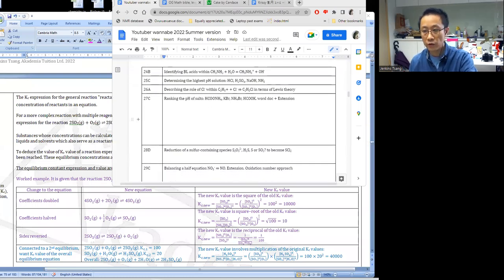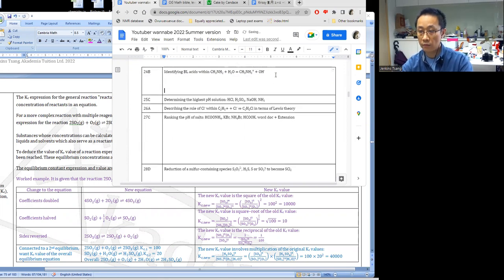Okay, moving on, question 24. Identifying Bronsted-Lowry acids in a given equation should be super straightforward as long as you remember what a Bronsted-Lowry acid is. A Bronsted-Lowry acid is a proton donor. So you compare a species before and after a chemical reaction, and you can see CH3NH2 versus CH3NH3 plus. This one clearly has an extra H plus, so it could have been the proton donor for the reverse reaction.